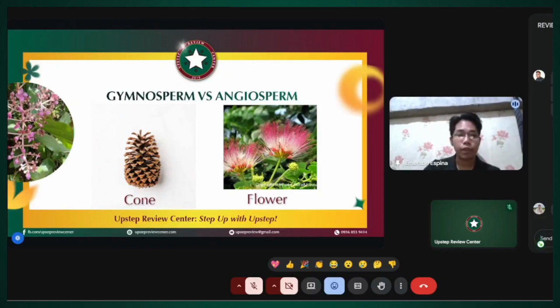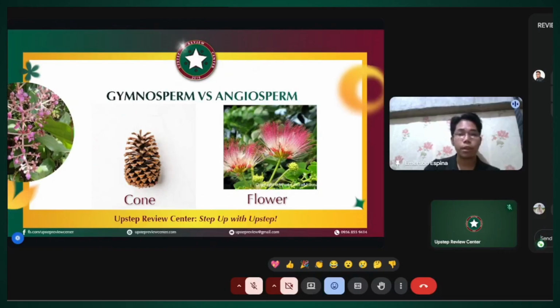An example we have here is the rain tree. Most Philippine timber species belong to this group. Again, we have the Narra, Molave, rain tree, Yakal. So if you see cones, immediately think of gymnosperm. And if you see flowers or mention of flowers and fruits, think of angiosperm.